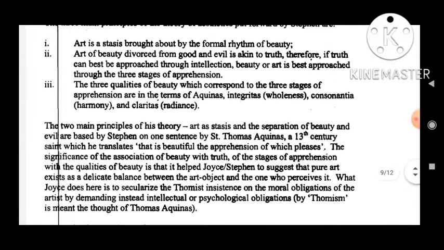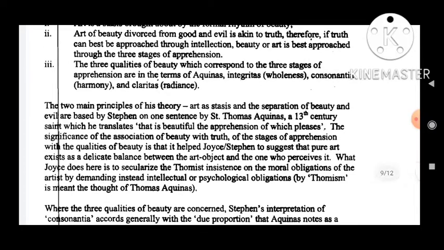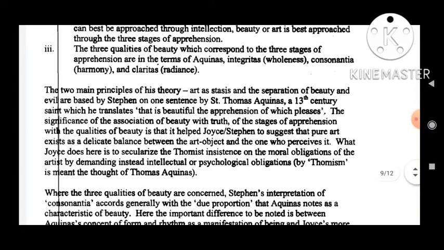You only remember the terms, then according to the terms you describe all the points in your own words. The two main principles of this theory, art as stasis and the separation of beauty and evil, are based by Stephen on one sentence by Saint Thomas Aquinas, a 13th century saint, which he translates: that is beautiful the apprehension of which pleases.